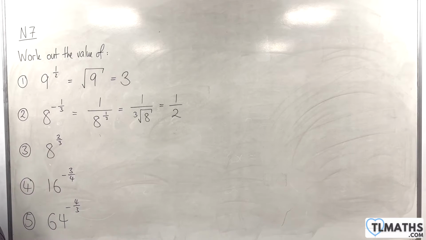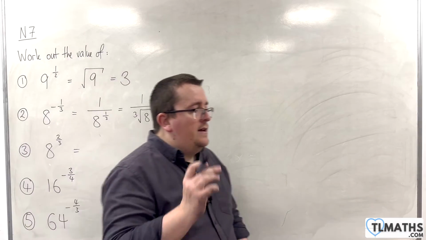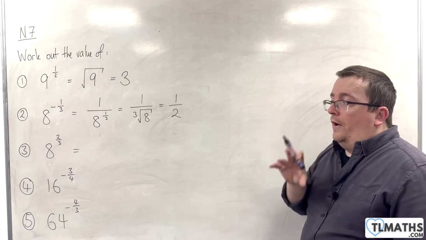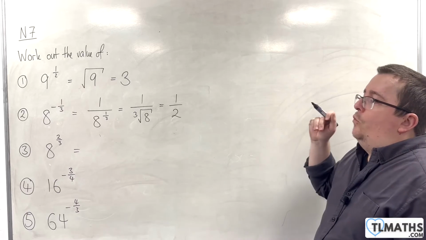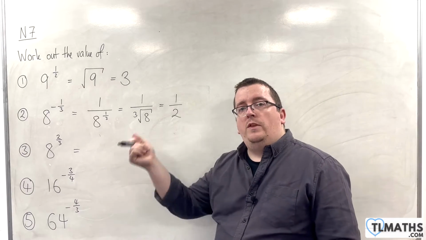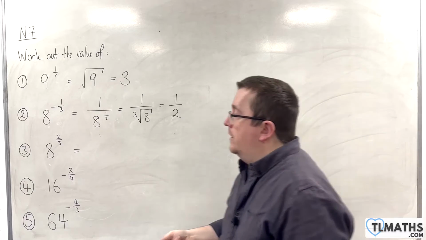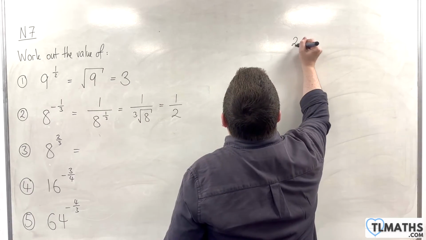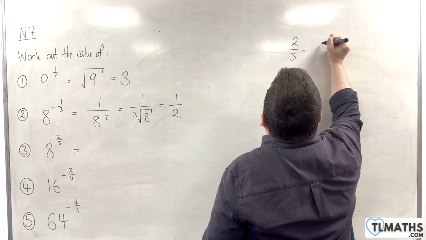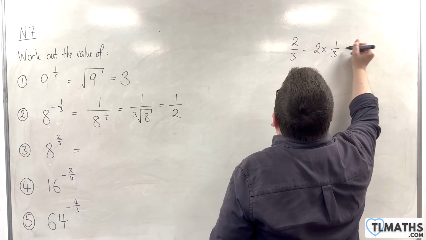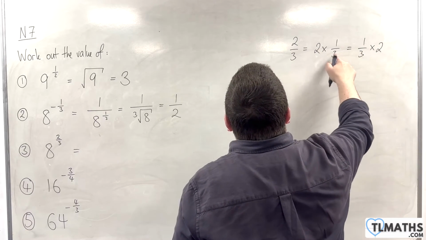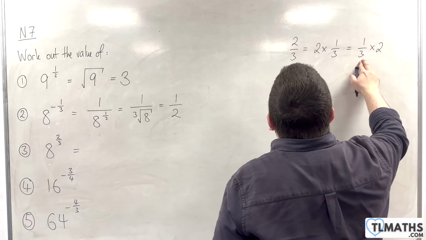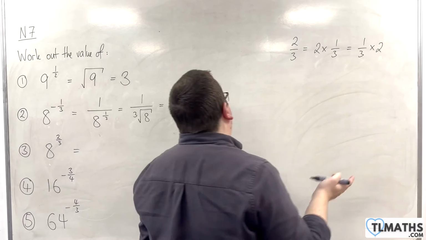Number 3, 8 to the power of 2/3. Now, when you have a fractional power and it's not 1 over, so if you've got 2/3 or 3/4 or 4/3, what I tend to recommend is that you deal with the cube rooting first, then the squaring. So it's understanding that 2/3 can be written as 2 times 1/3 or as 1/3 times 2. So are you going to square first and then cube root, or are you going to cube root and then square?